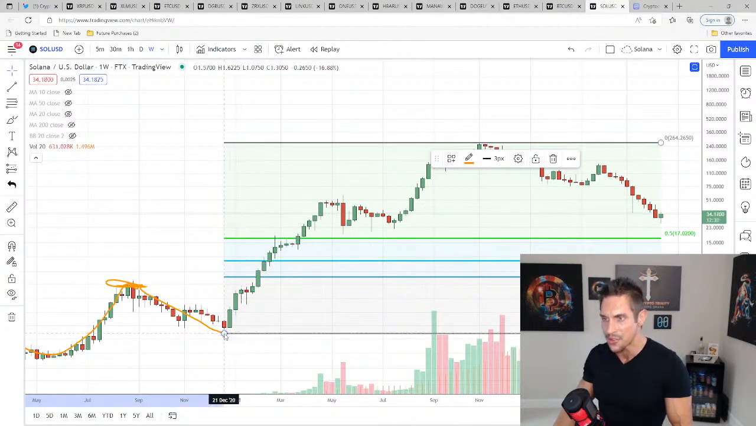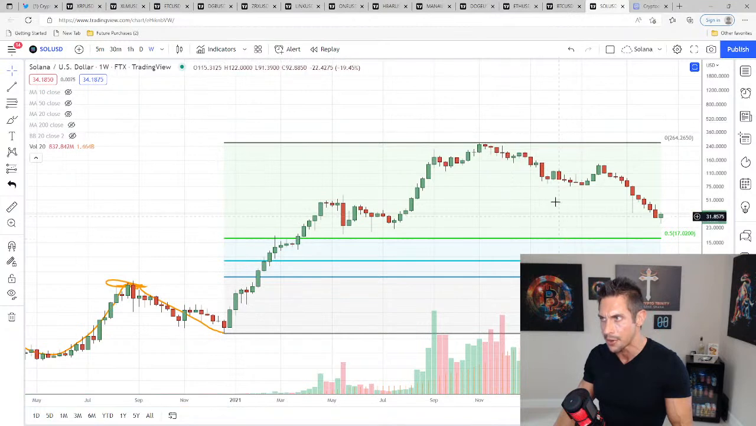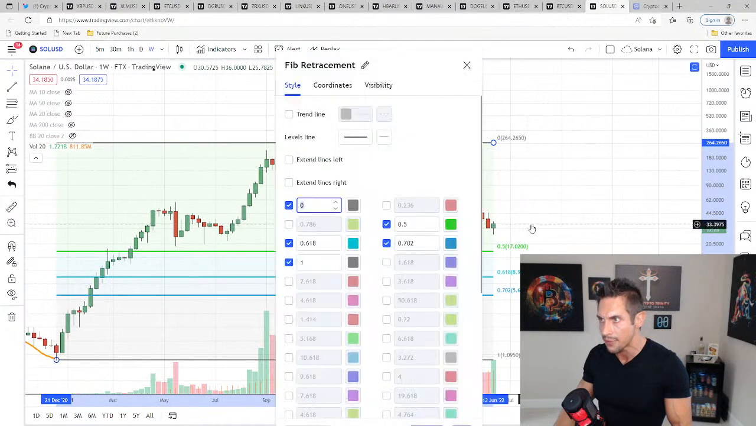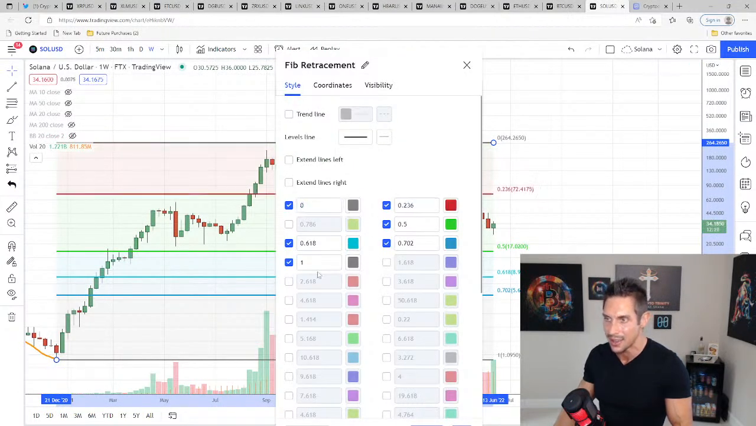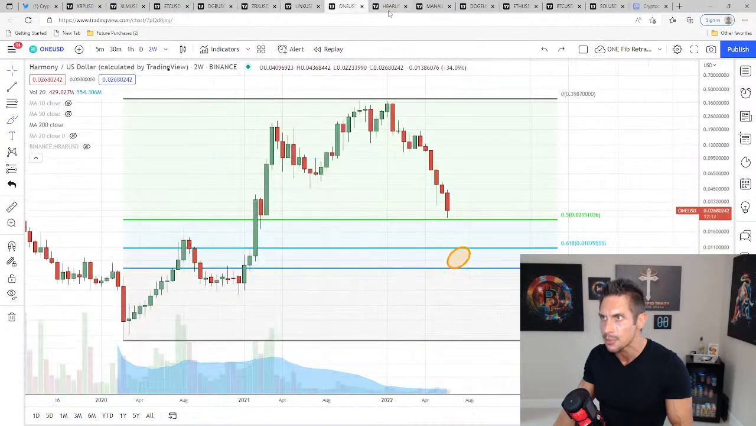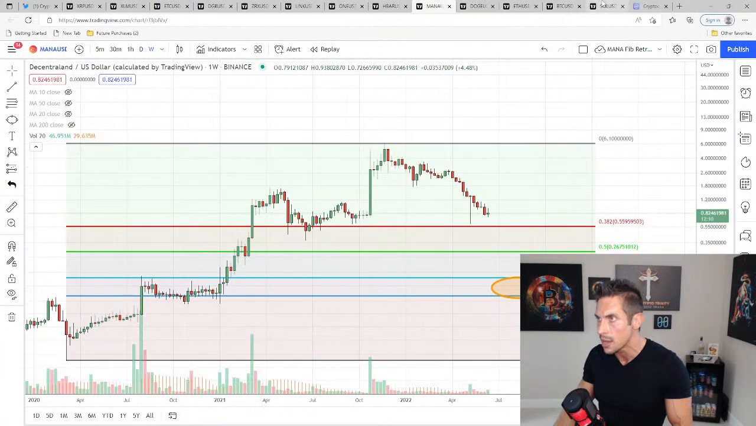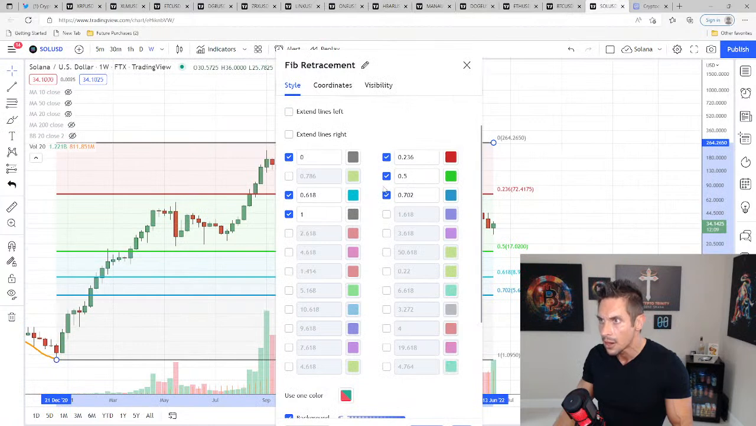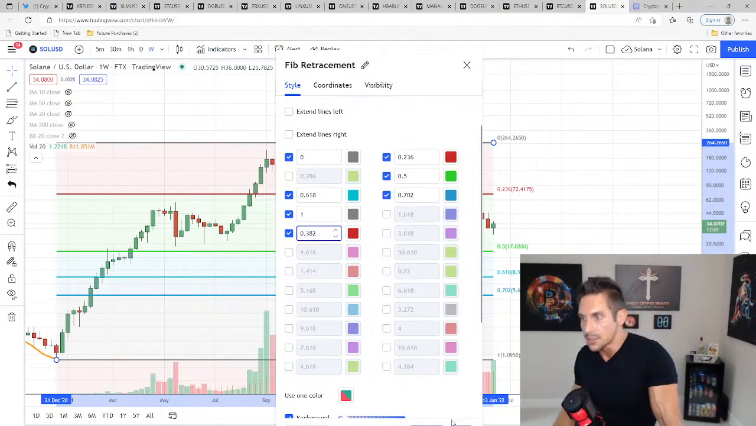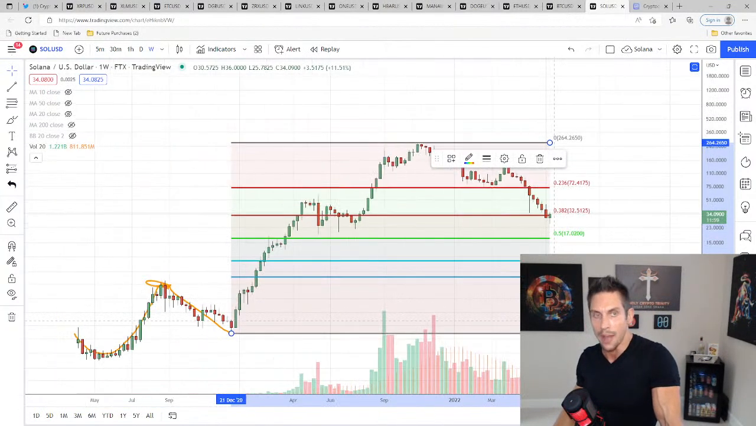Once we corrected, I'm measuring from the bottom all the way up to the top up here, okay? As you can see here, we haven't even hit the 0.5 fib retracement level. Again, Solana was one of these projects that hit a massive... what is it, the 0.382? Yeah, 0.382. All right, let's change this. 0.382. So let's see what Solana has done on its pullback here.